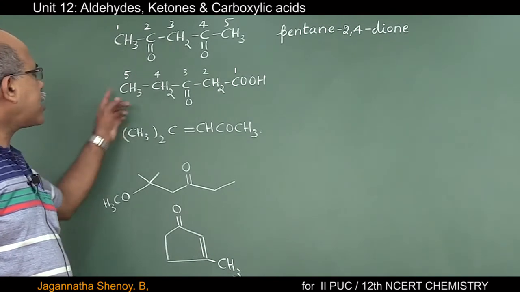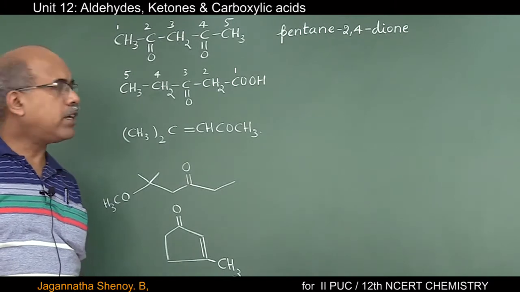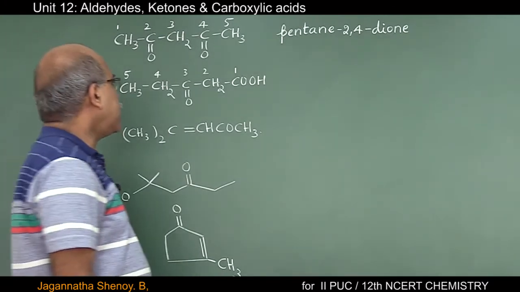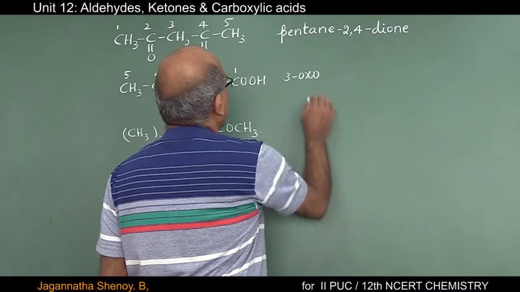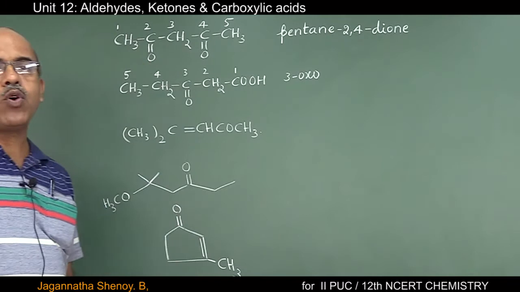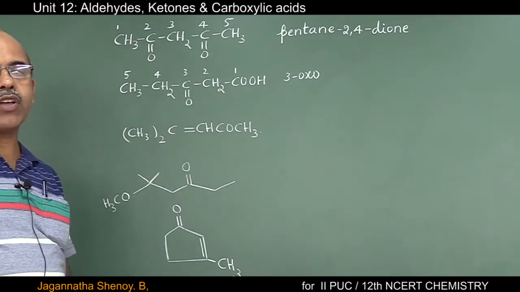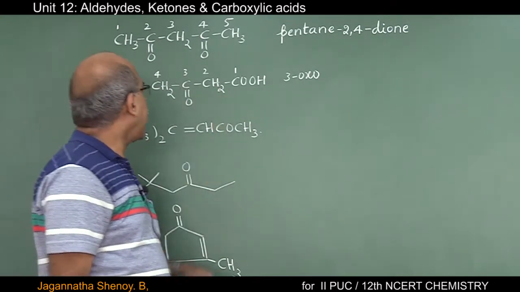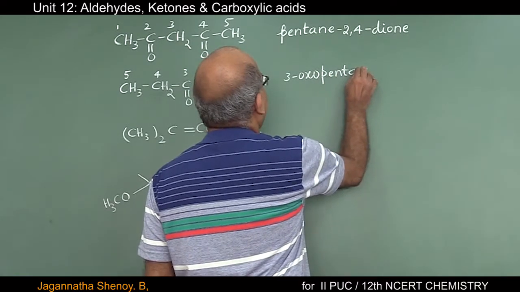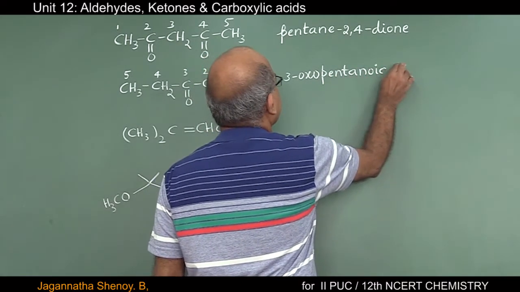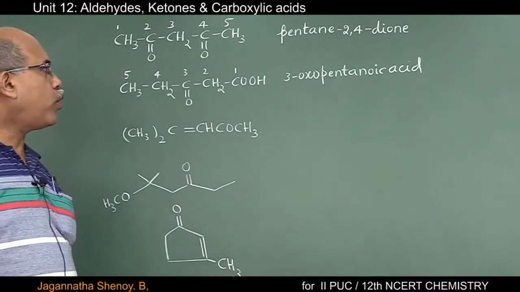Root word has to be pent, but before that on the third carbon atom we have ketonic group as a substituent. For that I'll consider the prefix as oxo. For CO group the prefix is oxo. So the third carbon atom it is oxo. So in the main chain we have 5 carbon atoms. So it is a pentanoic acid. 3-oxo-pentanoic acid.